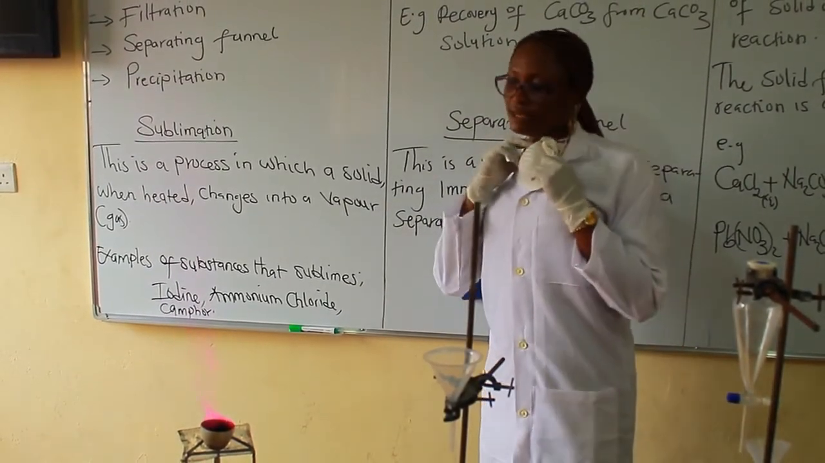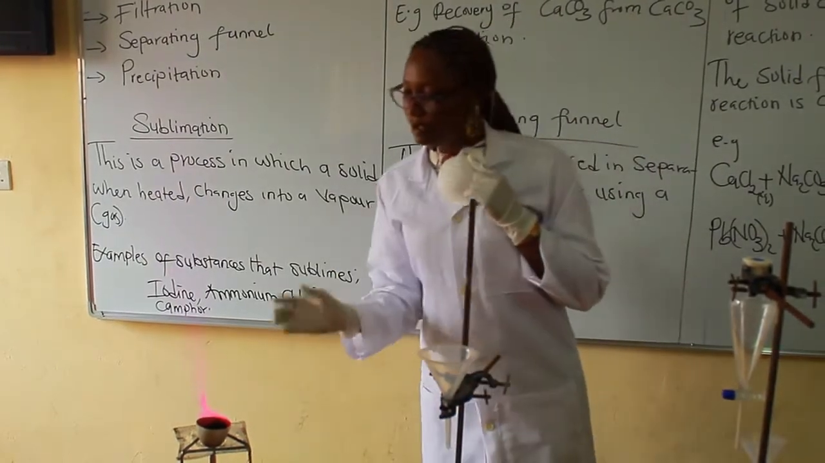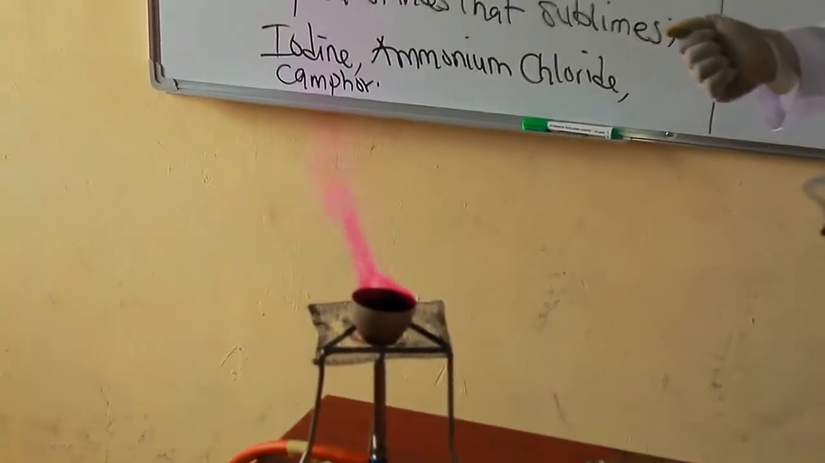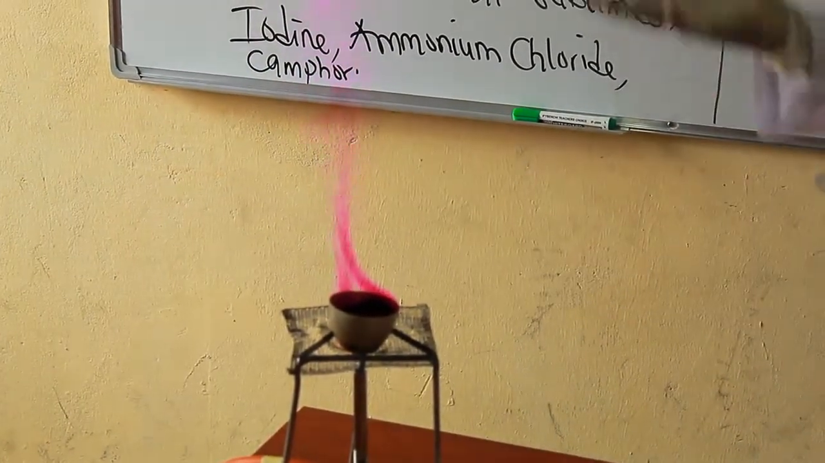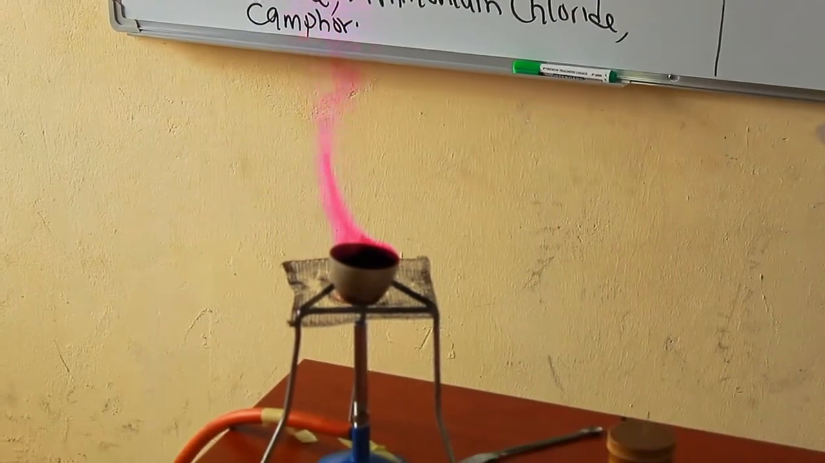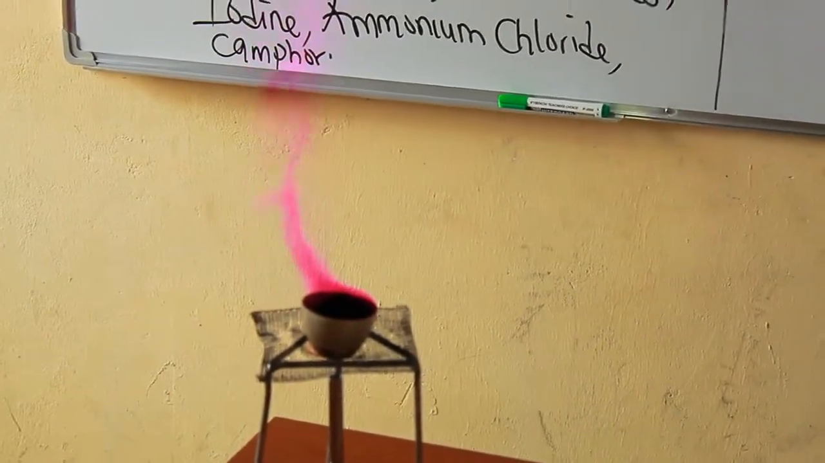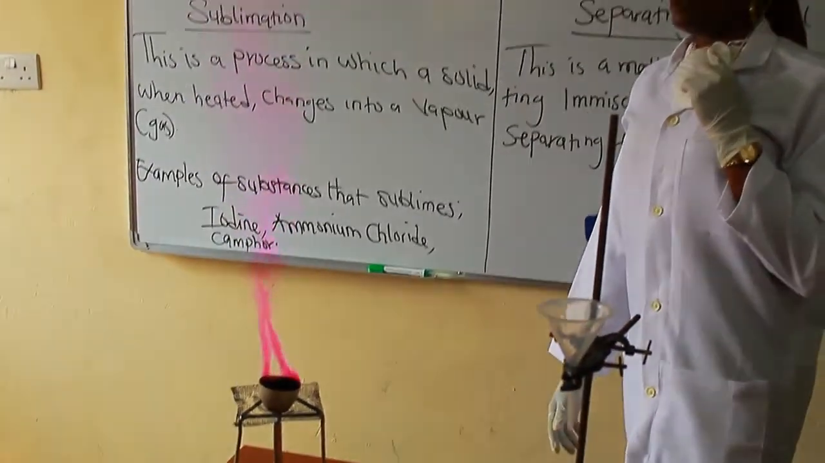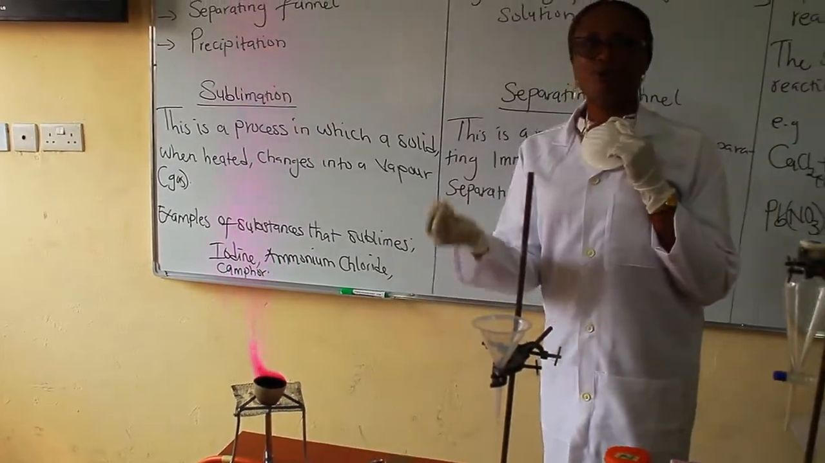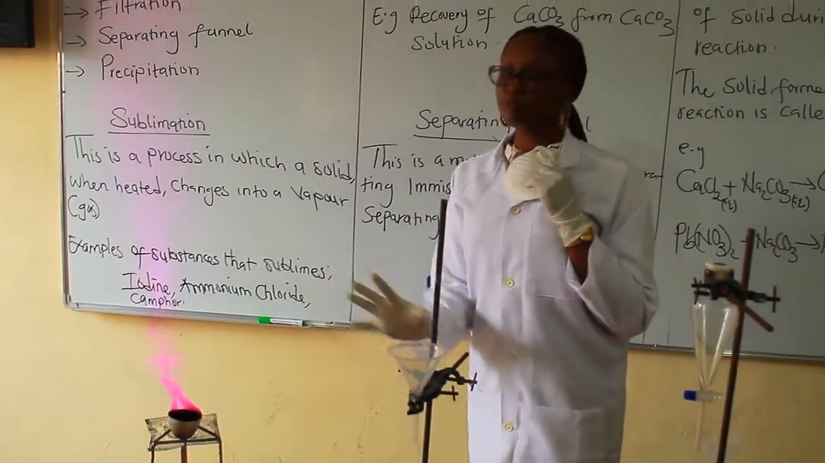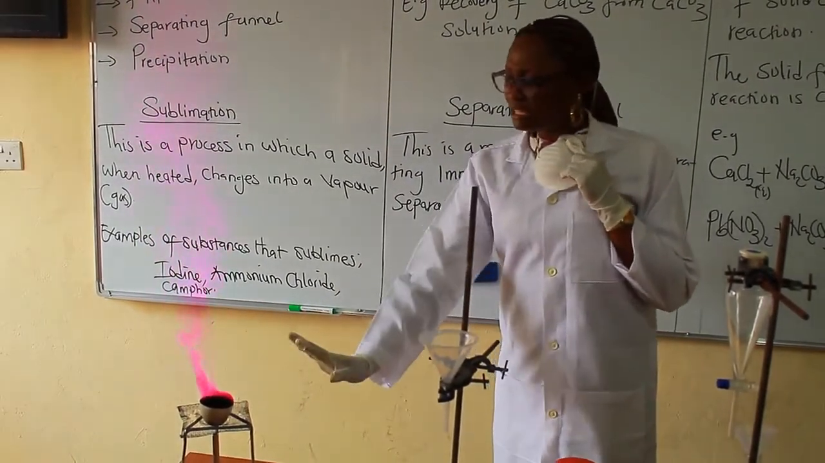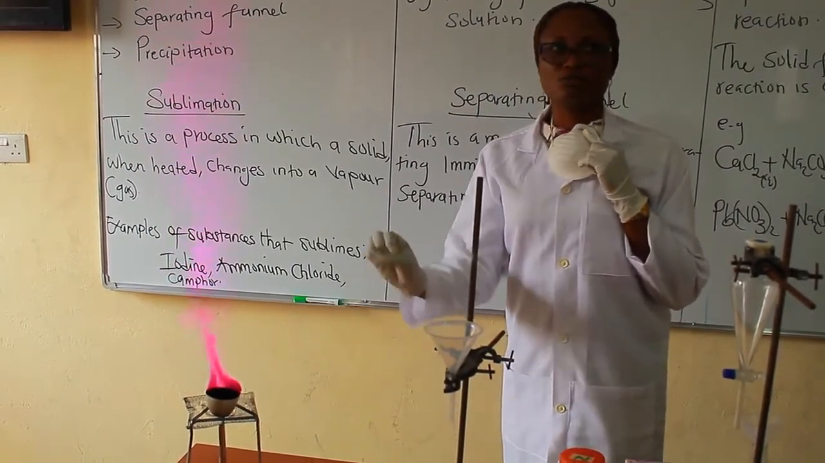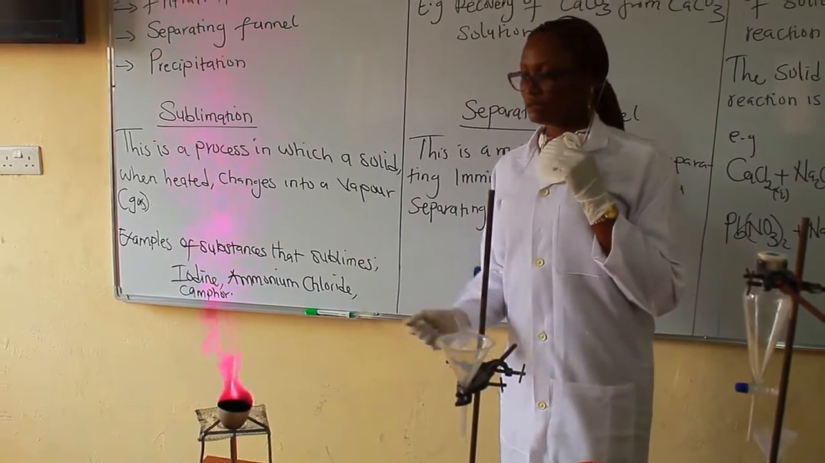So that's it. We come close. This is exactly what happens. Wow, this is beautiful. The purple color is so beautiful. This is sublimation happening. At the end, we will not have our iodine again. The crucible will be empty, because all the iodine must have been converted to gas.